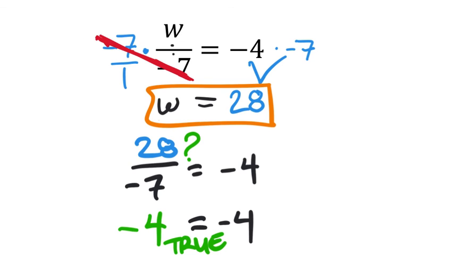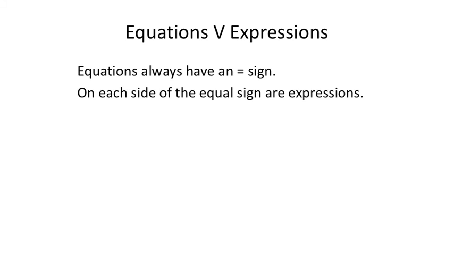Okay. There is a difference between equations and expressions. Equations have an equal sign. Expressions don't. Okay. So actually, equations are made up of two expressions that are equal. Sometimes it's just x equals 5. This, by the way, is an equation.